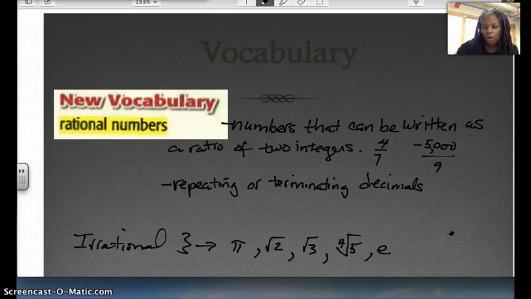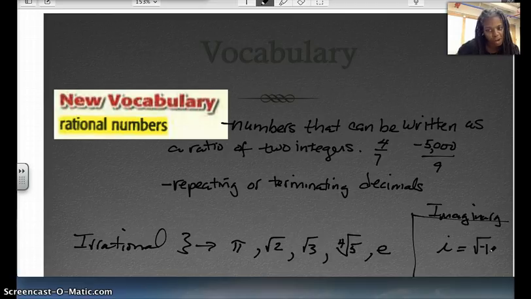There is also a whole section of numbers that are imaginary. So imaginary numbers refer to, I'm going to put a block right here, numbers with i in them, i being the square root of -1. So the vocabulary word that you need to know for this section is rational numbers. Let's take a look at some examples.